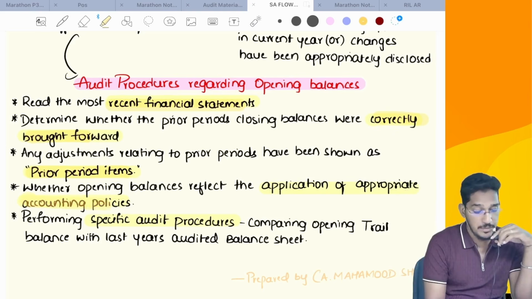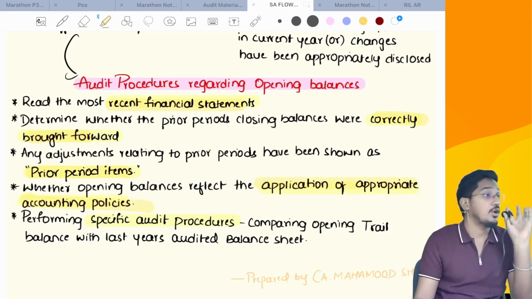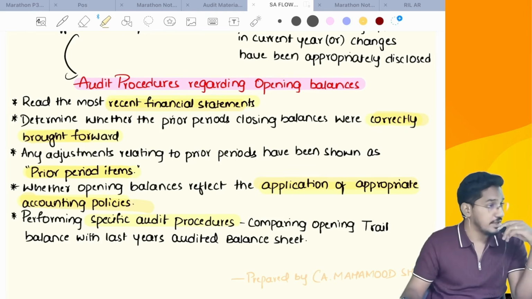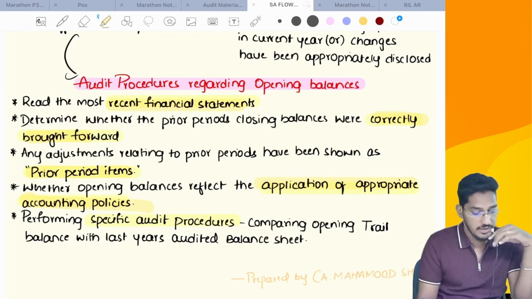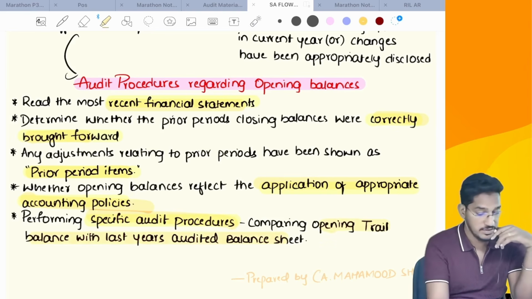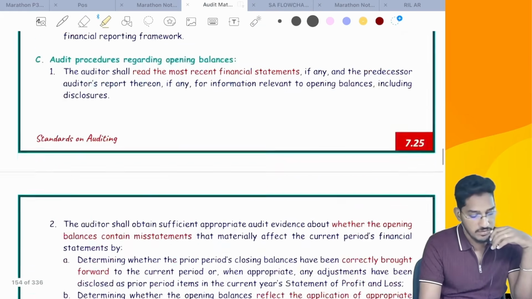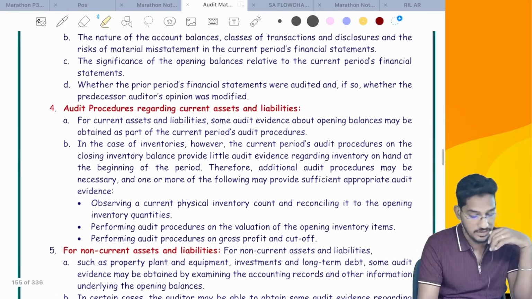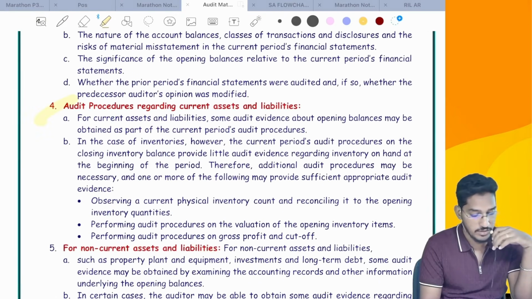And also whether opening balances reflect application of appropriate accounting policies. Whatever accounting policies are reflected in the opening balances, are they appropriate? Basically, whether the correct accounting policies have been followed or not. And you even need to perform specific audit procedures like comparing the opening trial balance with the last year's audited financial statements. In addition to that, in the standard, you will be able to find something else. They specifically talk about what audit procedures you need to perform regarding current assets and liabilities, and what audit procedures you need to perform regarding non-current assets and liabilities.